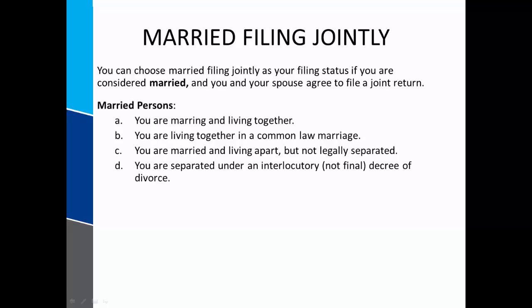Married persons. You are considered married for the whole year if, on the last day of the tax year, you and your spouse meet any one of the following tests. 1. You are married and living together. 2. You are living together in a common law marriage recognized in the state where you now live or in the state where the common law marriage began. 3. You are married and living apart but not legally separated under a decree of divorce or separate maintenance. 4. You are separated under an interlocutory decree of divorce.